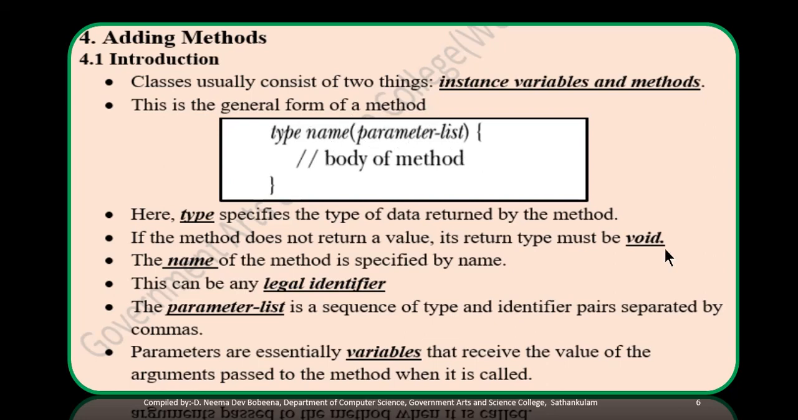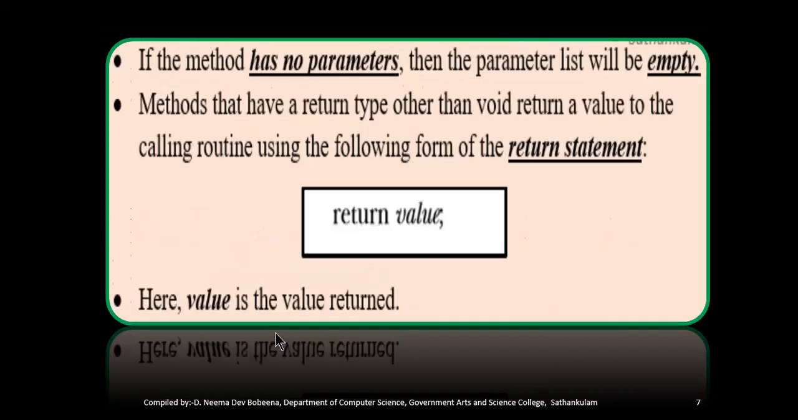The parameter list is the sequence of type and identifier pairs separated by commas. The parameters along with their respective types. And if a method has no parameters, then the parameter list will be empty. Then the methods can return some value.